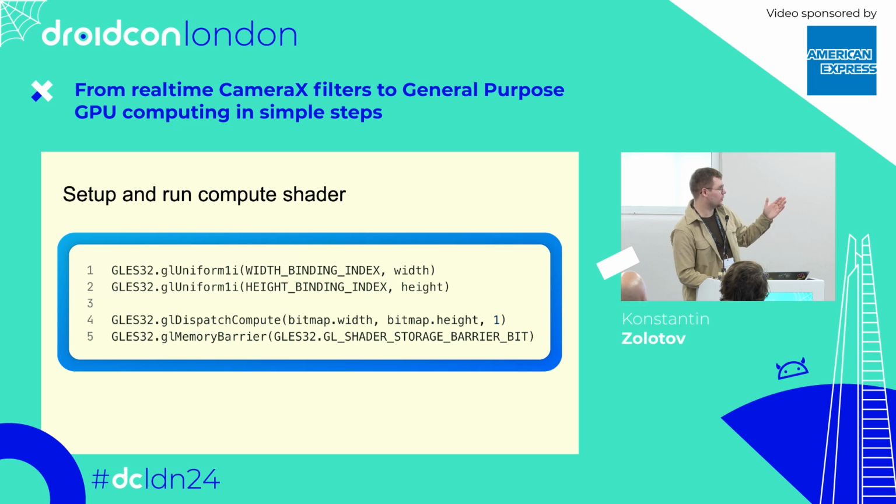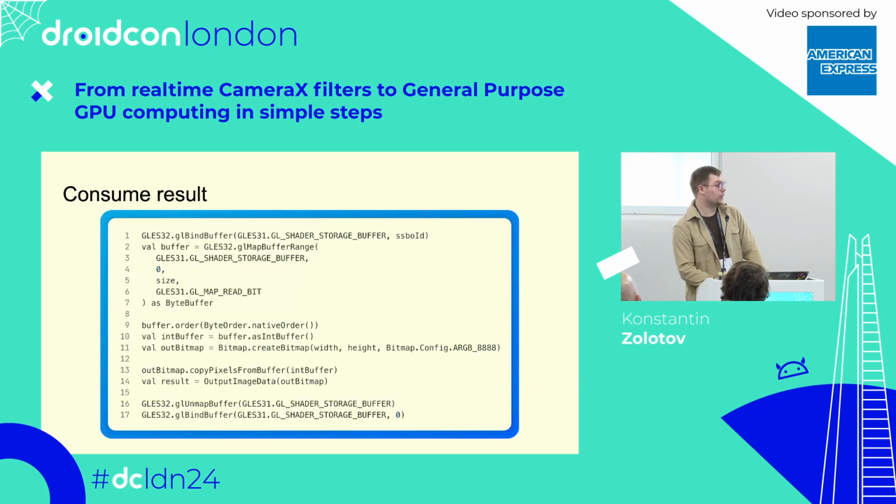Run the dispatch. Here we specify the width and height of the image because our shader operates over a pixel and the workgroup is 1 pixel. We launch it as many times as there are pixels. After that we put the memory barrier to be sure that all the buffer writes will be completed by the time we want to access this buffer.